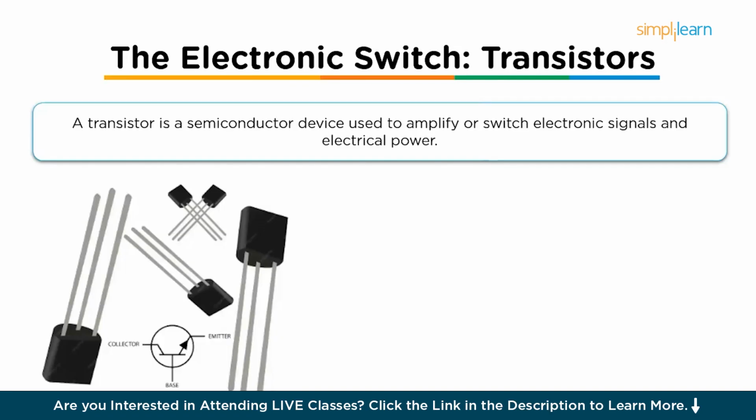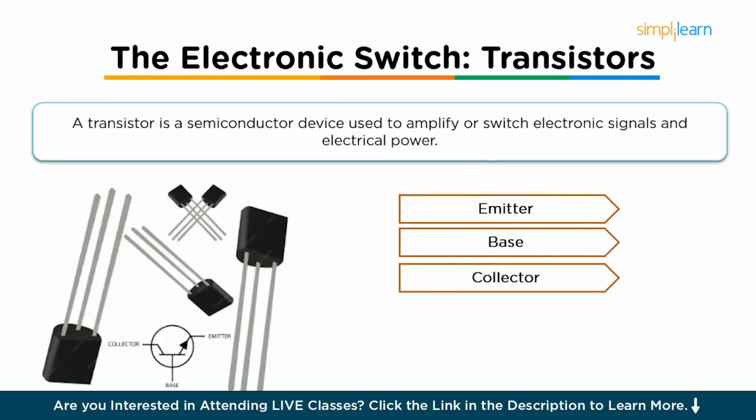These transistors are made of materials like silicon, which have properties that make them ideal for controlling electrical currents. A transistor typically has three layers: emitter, base, and the collector. The base controls the current flowing between the emitter and the collector, making the transistor either conductive or non-conductive, depending on the signal received.